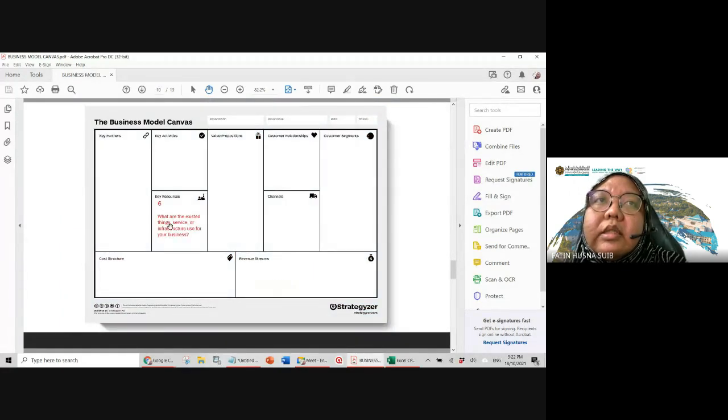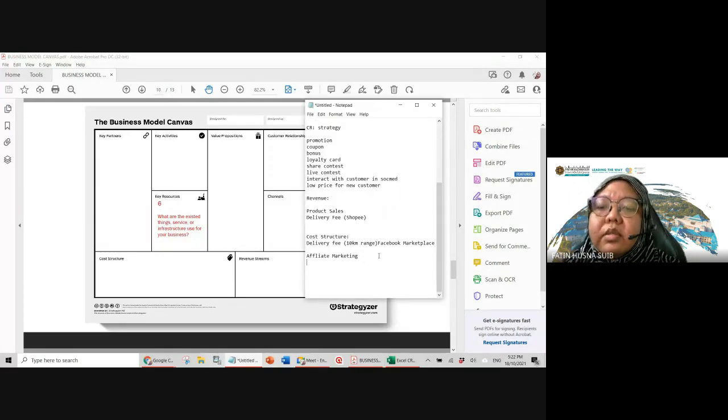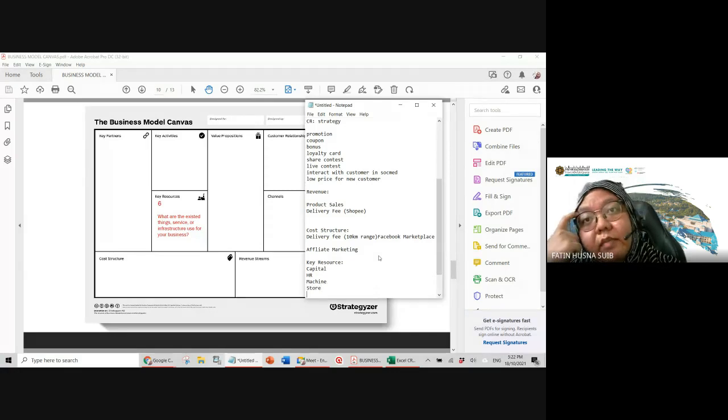Okay, key resources. What are the existing things, service, infrastructure, used by your business? So basically, when it comes to key resources, you need to put capital, human resource, HR. Okay, machine. You have machine, or maybe you have the compound or the store. If you have the store, okay, this is something that you are using many times that you already have in hand. So basically in Entrepreneurship, for capital, you just put capital. If you do not have capital, for example, you are doing dropship, no need to put capital.